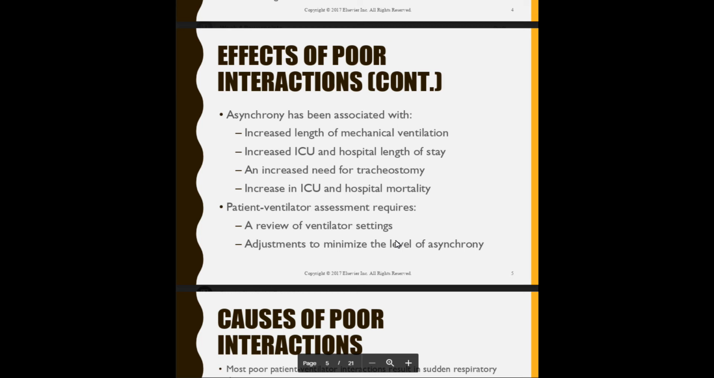An increased need for tracheostomy. Okay, so here's what we've done. We intubated the patient. Normally, we keep the patient intubated for 14 days. Okay? That is how long we keep them intubated. After that, we got to trach them. Now, if you cause the asynchrony to increase the length of stay at the ICU, and then all of a sudden we're on our 14th day and we can't get the patient off the ventilator, then we're going to have to trach them. Okay, that's just how it goes. Either we extubate or we trach.